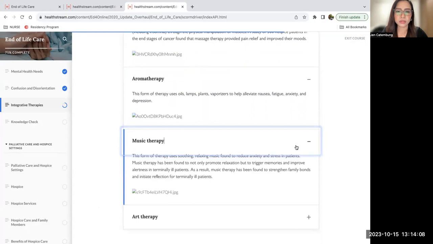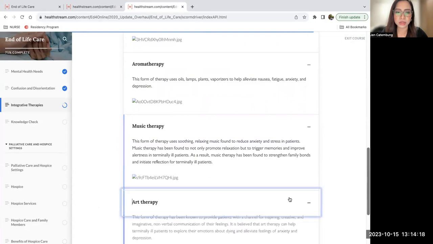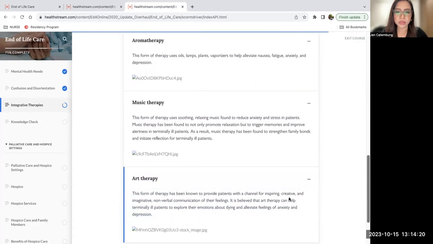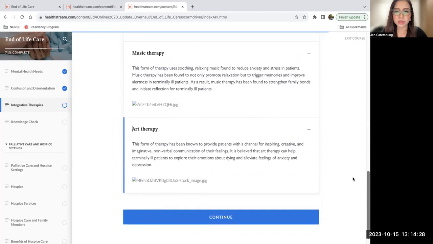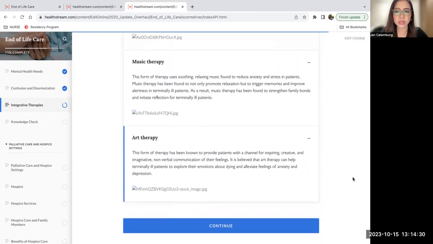Aromatherapy. This form of therapy uses oils, lamps, plants, and vaporizers to help alleviate nausea, fatigue, anxiety, and depression. Music therapy. This form of therapy uses soothing, relaxing music found to relieve anxiety and stress in patients. Music therapy has been found to not only promote relaxation, but to trigger memories and improve alertness in terminally ill patients. As a result, music therapy has been found to strengthen family bonds and initiate reflection for terminally ill patients.